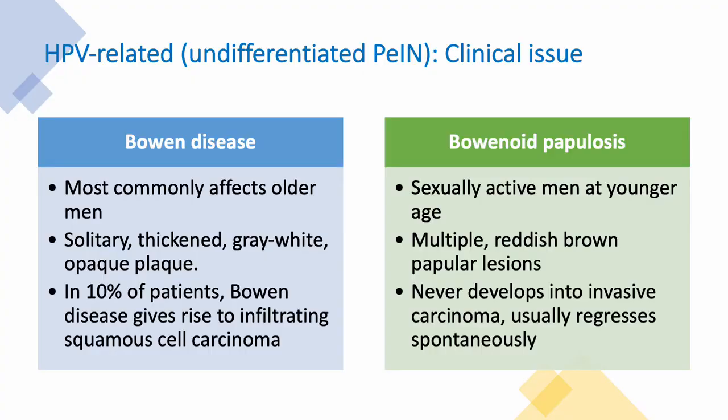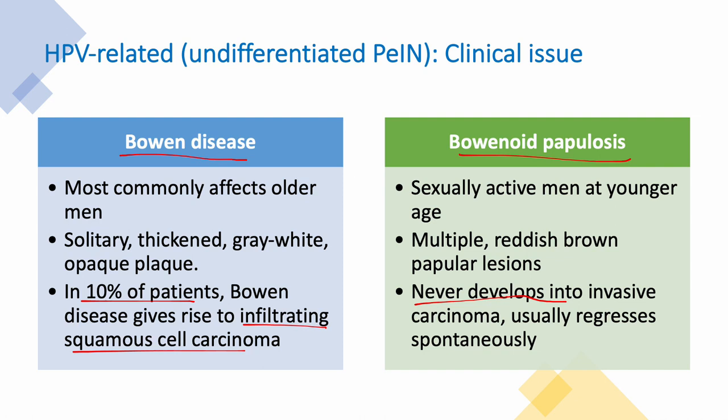So in this slide, we will summarize the differences between Bowen disease and Bowenoid papulosis. The main important difference between the two conditions is that 10% of patients with Bowen disease will have invasive squamous cell carcinoma. On the other hand, Bowenoid papulosis never develops invasive squamous cell carcinoma.